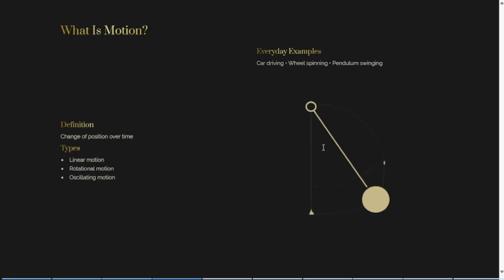Now that we understand force, let's talk about motion. Motion occurs when an object changes its position over time. There are several common types of motion. Linear motion happens when an object moves in a straight line, such as a car driving down a road. Rotational motion occurs when something spins around an axis, such as a wheel. Oscillating motion is a repeating back and forth movement like a pendulum swinging. Mechanical engineers study all three types because machines often combine them in different ways.